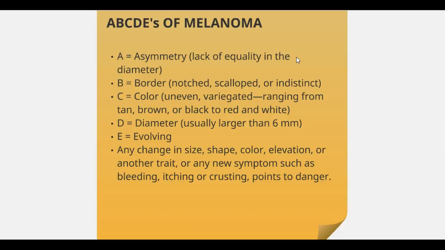Color, if it's uneven, variegated, ranging from tan, brown, black, red, white, any of those things, you want to have that looked at. The diameter, melanomas are usually larger than 6 millimeters, so you want to have that checked out. And then evolving, so it's constantly changing. So any change in size, shape, color, elevation, or any of the other traits, or any new symptoms such as bleeding, itching, crusting, or anything like that around a questionable lesion points to danger and definitely warrants getting that checked out immediately.